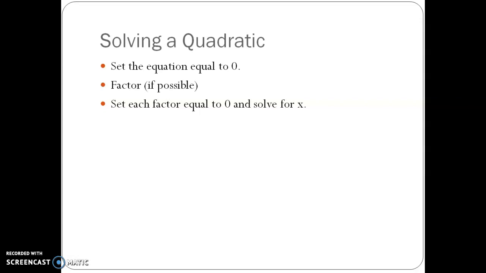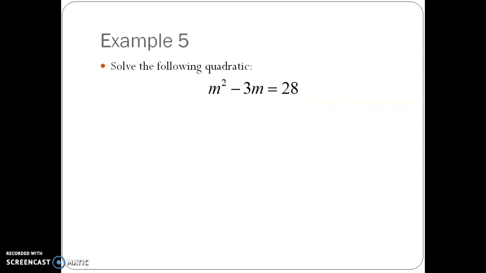Let's take a look at example 5. We have m squared minus 3m equals 28. Now instead of x, we have m here, but the same steps apply. All right, so the first step is to set the equation equal to 0. Right now we have 28 on the right-hand side. I'm going to try to move that over to the left so that I have 0 on the right. So I'm going to subtract 28 from both sides. That gives me m squared minus 3m minus 28 equals 0.